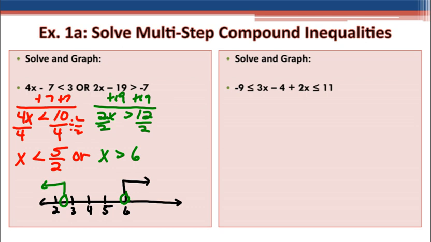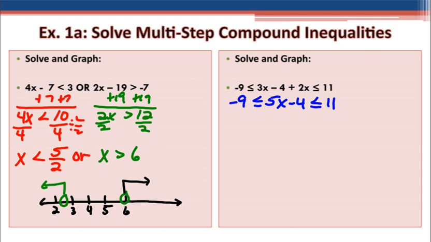Next one, -9 is less than or equal to 3x minus 4 plus 2x, which is less than or equal to 11. This is a conjunction inequality, and I know that because the variable is in the middle of the two inequalities, so it's combined. Now I need to combine my x's on the inside, so 3x plus 2x is 5x minus 4, and that's less than or equal to 11, but greater than or equal to -9.